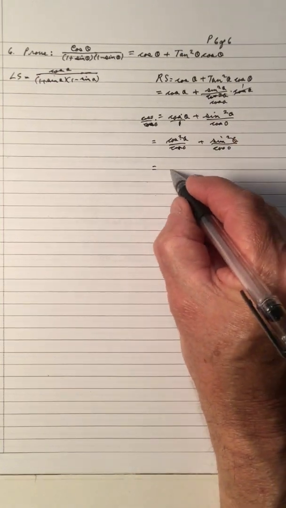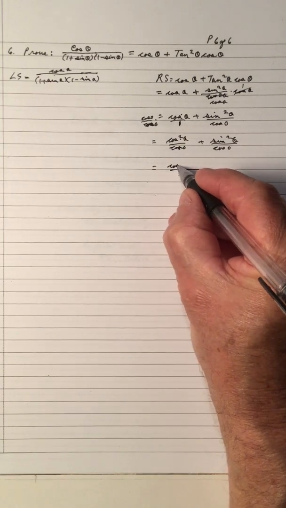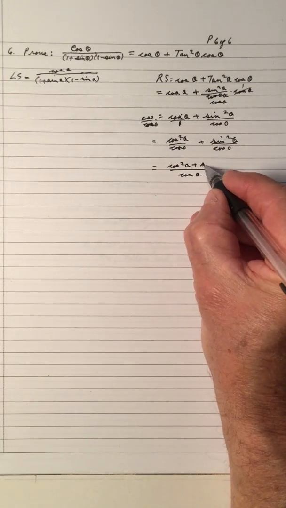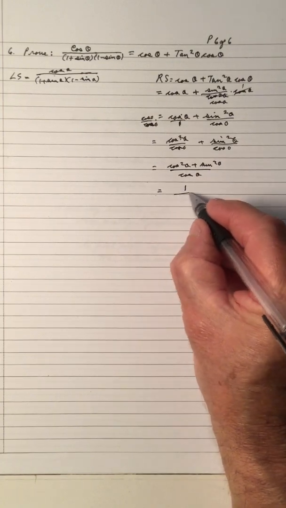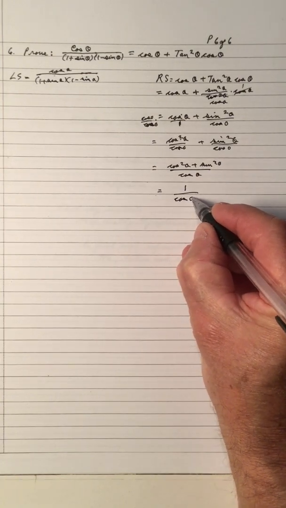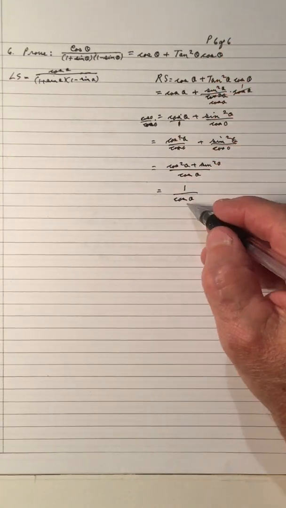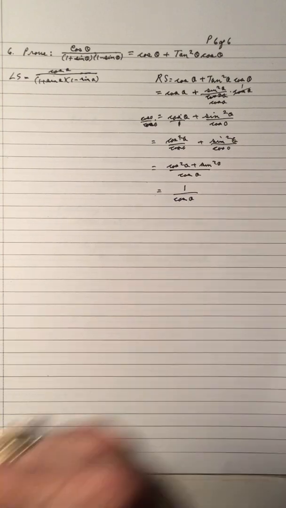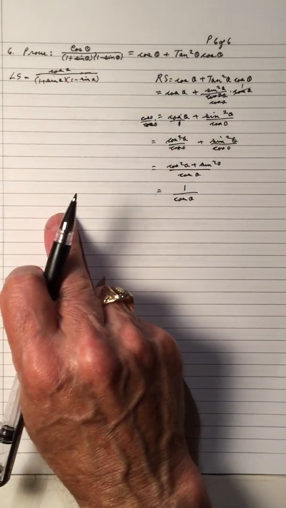And we have the same denominator, which is cosine or cos. And we have cos squared plus sine squared. And cos squared plus sine squared is 1. So this side becomes, if you did pick this side and work it down, 1 over cos. Now, you're not supposed to work this one down to get the 1 over cos.